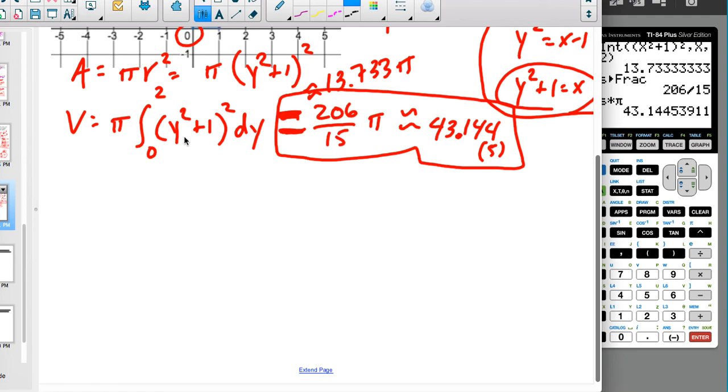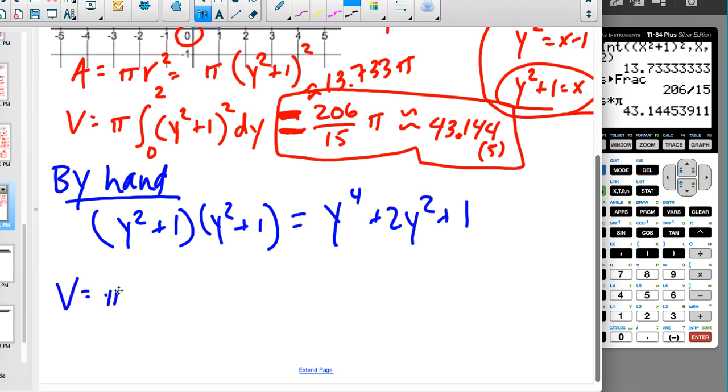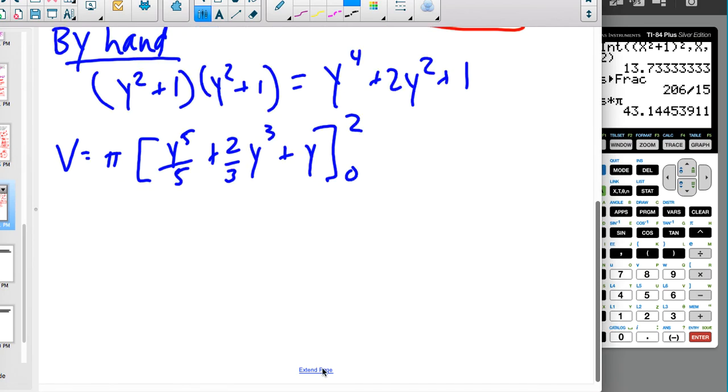If you were going to do this by hand, you'd have to FOIL out y squared plus 1 times y squared plus 1. You'd get y to the 4th plus 2y squared plus 1. So when you integrate, your volume would be pi times y to the 5th over 5 plus 2/3 y cubed plus y, and you'd be plugging in 0 and 2. You only really need the 2, because when you plug in the zeros, those are all going to get knocked out.